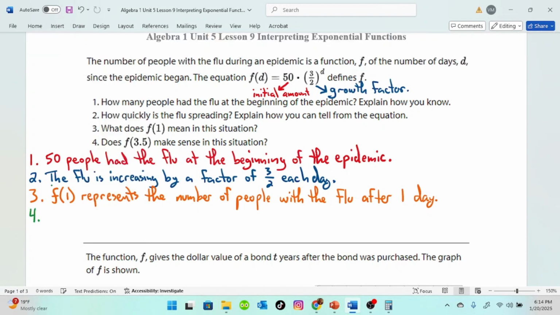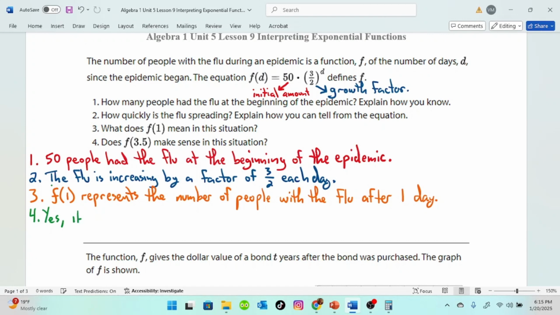And number 4, does f of 3.5 make sense in this situation? Well, the 3.5 is in parentheses, and we see that d is in parentheses, and d represents the number of days since the epidemic began. So f of 3.5 represents the number of people with the flu 3.5 days after it began. So yes, it does make sense.